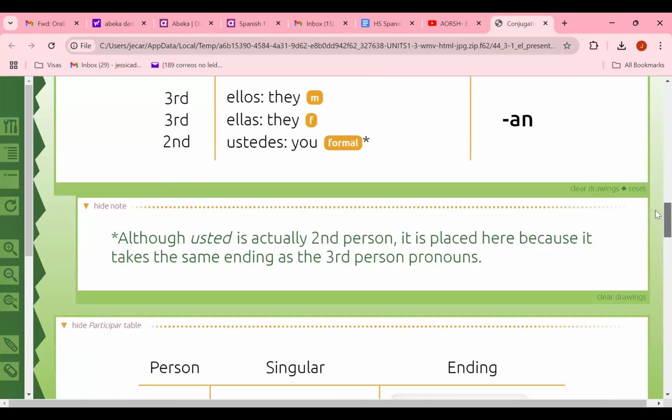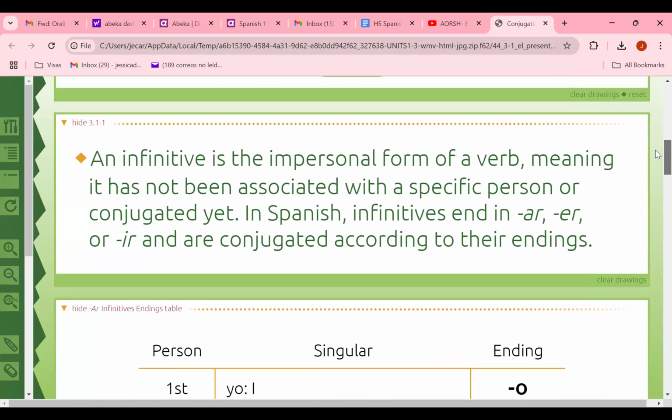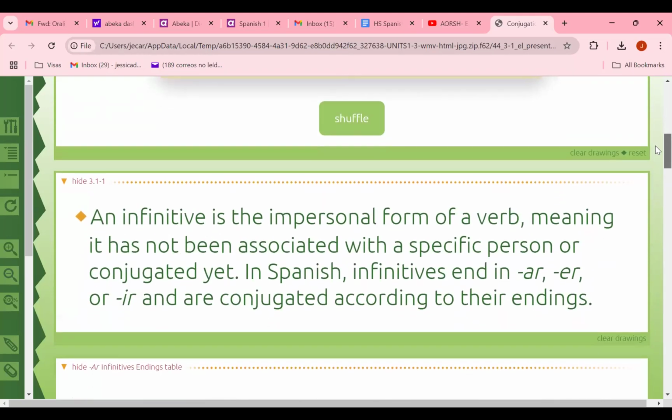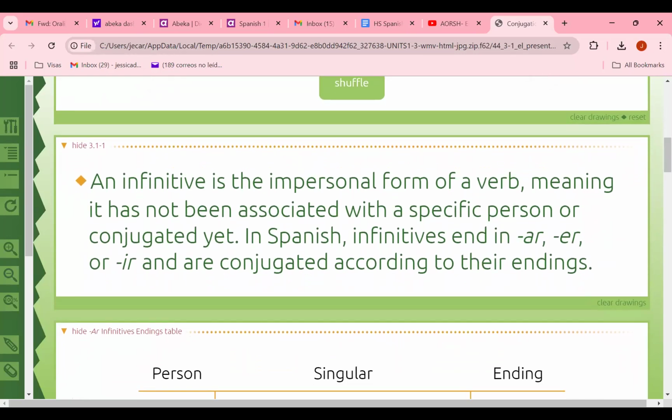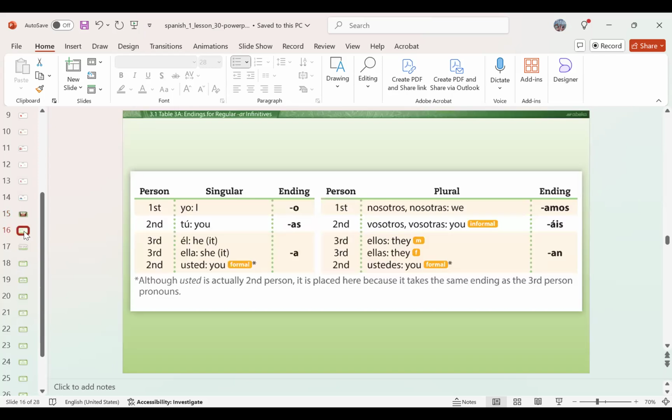Let me find here the teaching aid. Okay. Or maybe I should just do it from here. I'm trying to decide. Okay, let's just do it from here.